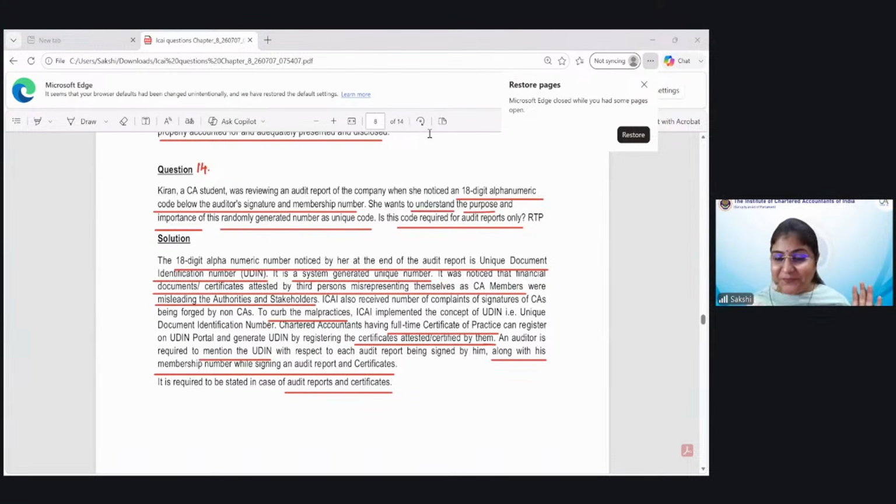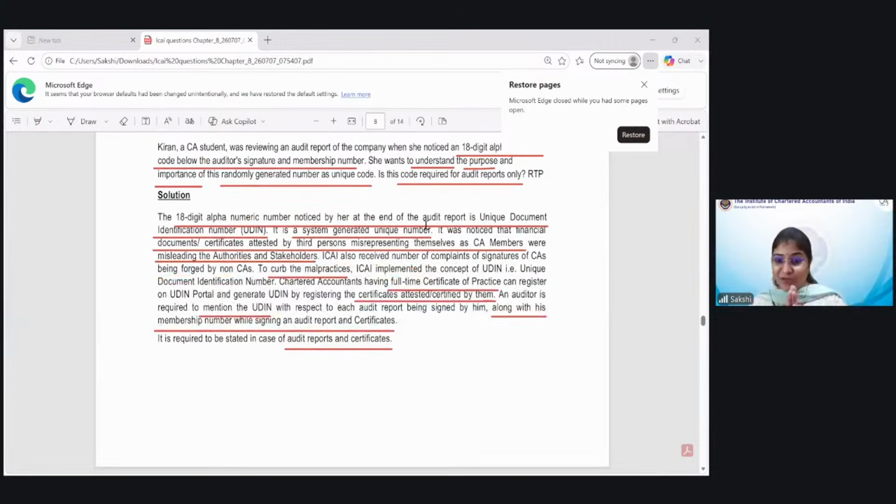RTP question. Important one. First, they are asking, what is this number? She is unable to understand. So, as an auditor or as a student, you tell her. And is it required only for audit? No, for all audit reports as well as your certifications, your certificates also, isn't it? So, you all know this. Let's see how we are going to write.